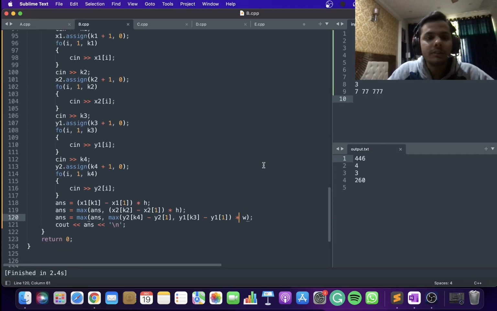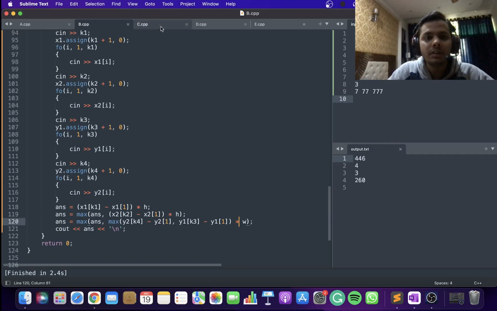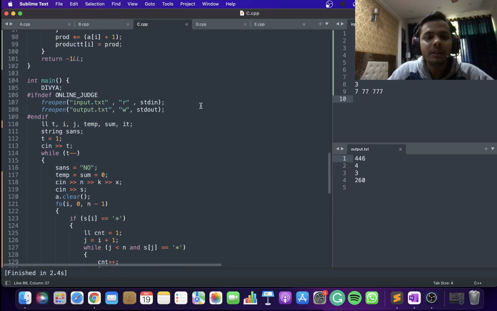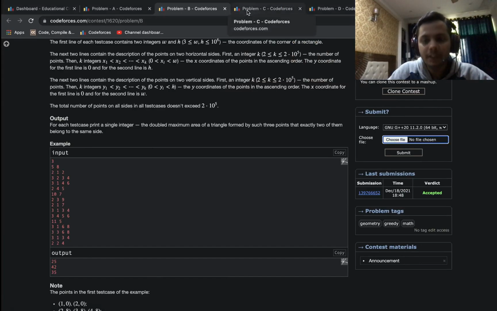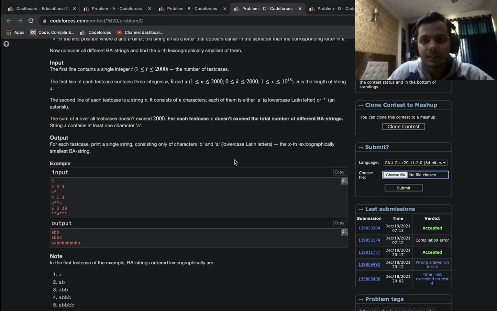Alright, so this is it for problem B. Pretty easy here up till now. So let's now move to the difficult ones. So I'll start with C now, even though it is really complex, the implementation part especially. So yeah, let's start with problem C now.